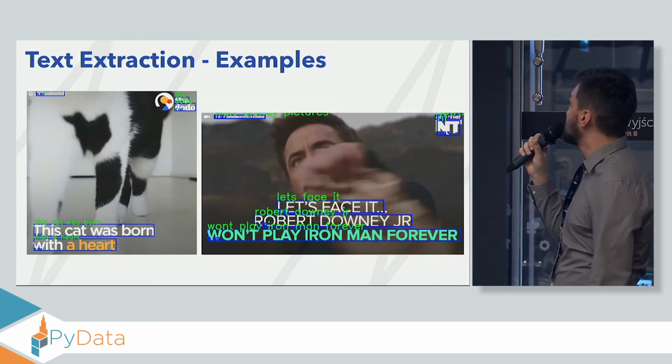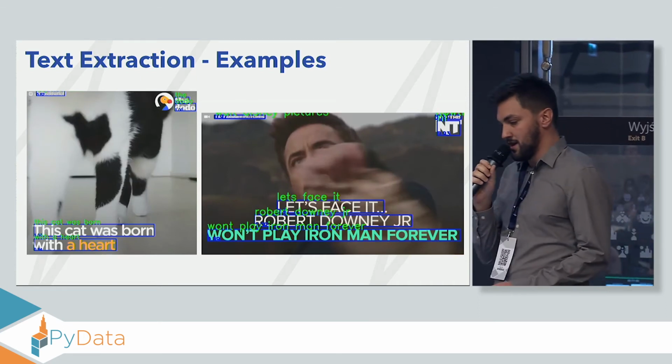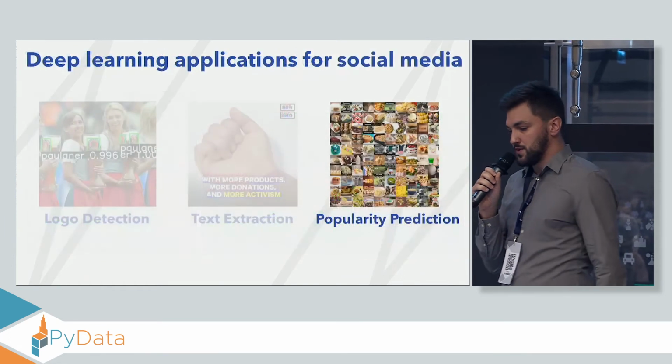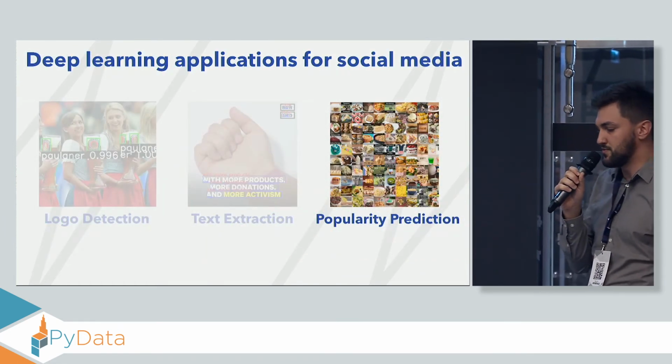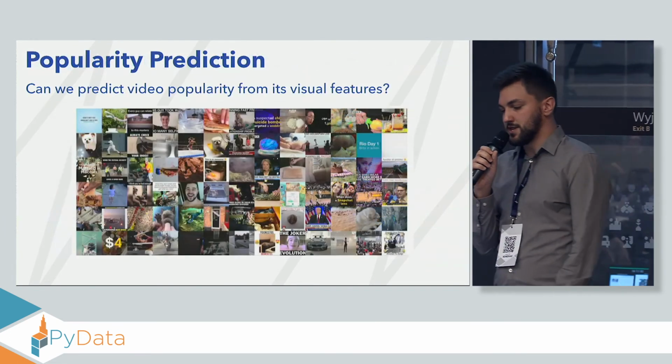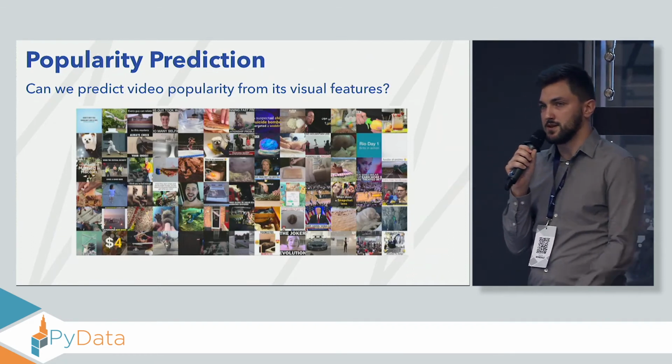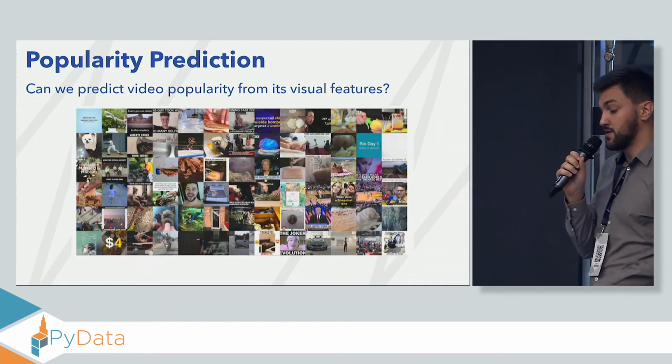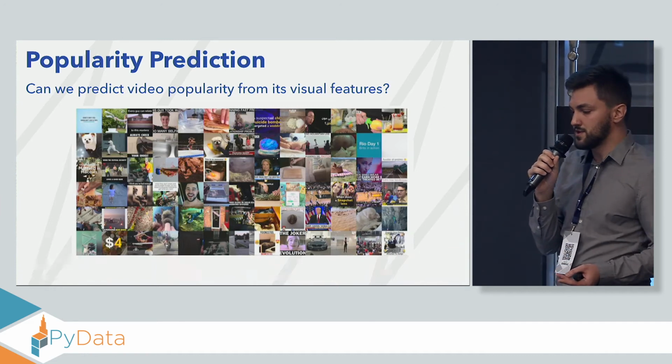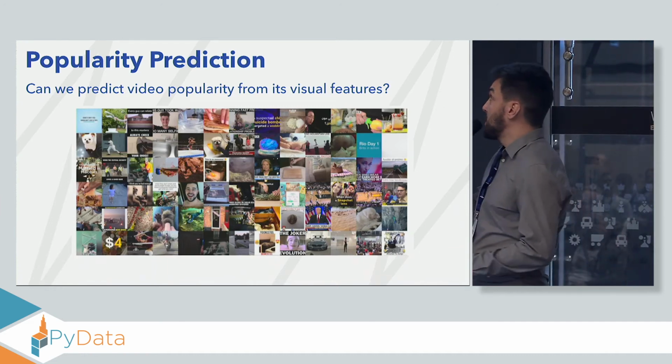Yeah, it seems to work quite okay. And now we move to popularity prediction. So the question is, can we predict popularity of a video from its visual features? And well, we have a lot of data.